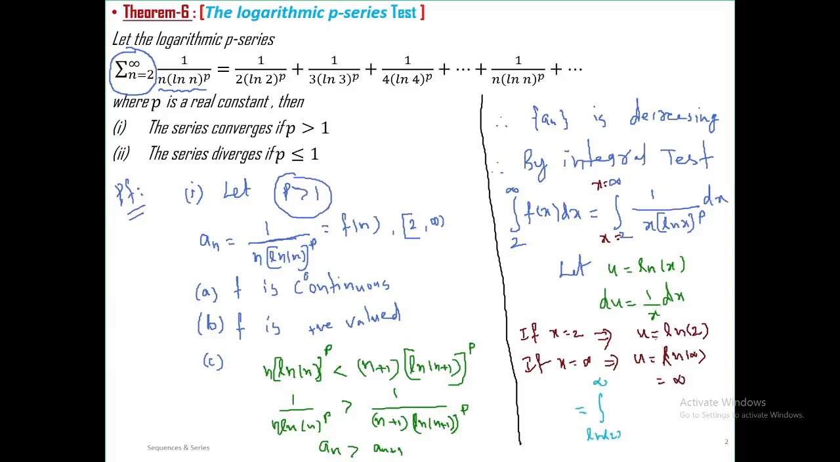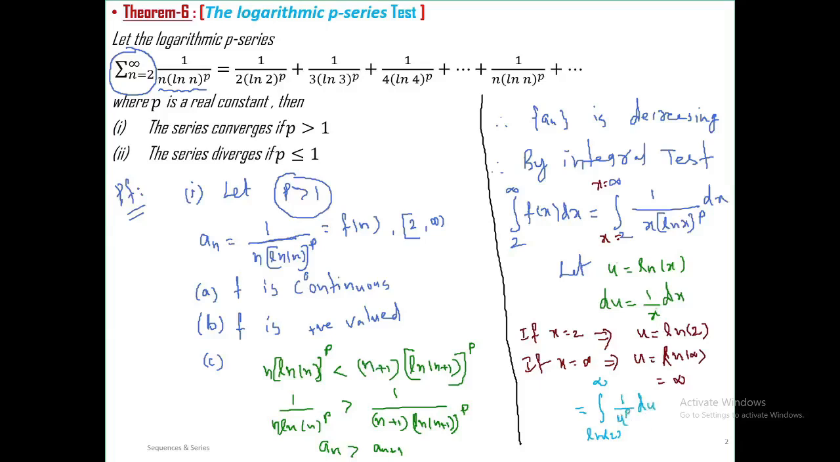Okay. And next, ln x value is u. Then all these things you write here: 1 upon u into du, that's it. 1 upon u power p, right? Because ln x power p is there. So therefore it is u power p.